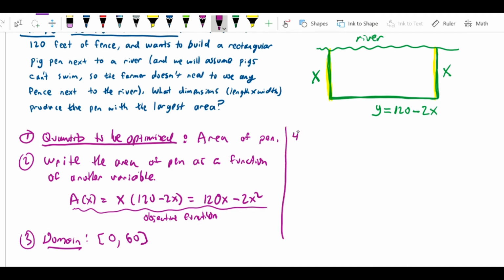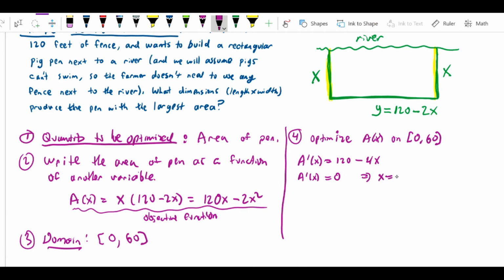Now what we do is we just optimize A of x on the interval 0, 60. So what we want to do is find A prime of x. Using this form of A of x, that gives me 120 minus 4x. A prime of x equals 0 implies that x equals 30. x equals 30 is going to make 120 minus 4x equal to 0, because 4 times 30 is 120.